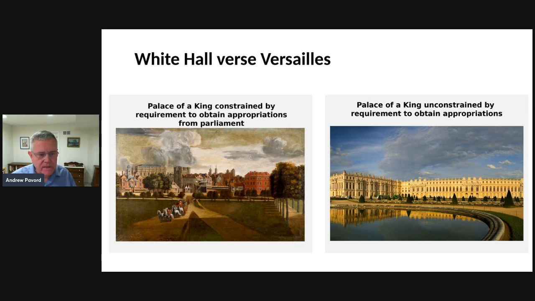Let's take a look at the English palace at Whitehall, where the English kings lived. Now, it's a pretty nice place. If you've ever been there, it's not shabby. It's got some nice rooms and some great artwork. But compared to the palace of a king unconstrained by the requirement to obtain appropriations, such as the King of France, it was just not up to speed.